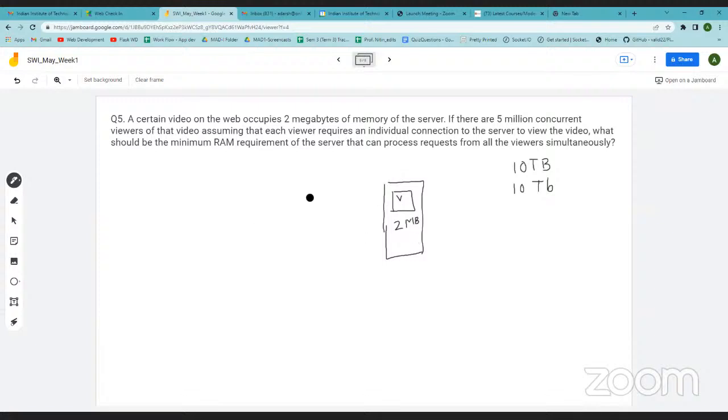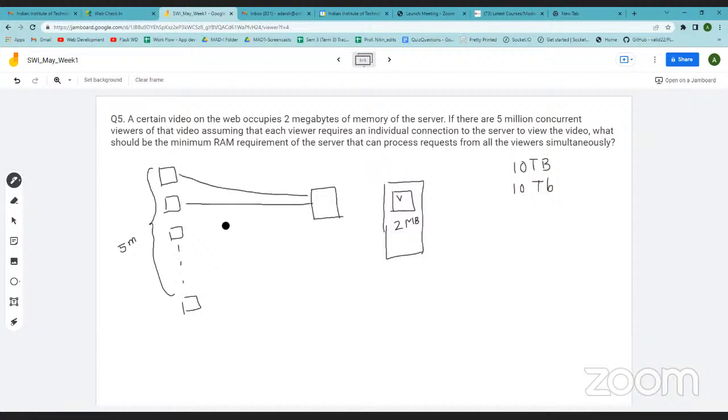Now what will happen? This server has a RAM, and then there are some viewers. In our case, these viewers are 5 million. Every user is asking for the same video, right? Why? Because we are saying that there are 5 million concurrent viewers of that video. So every viewer is asking for the same video.